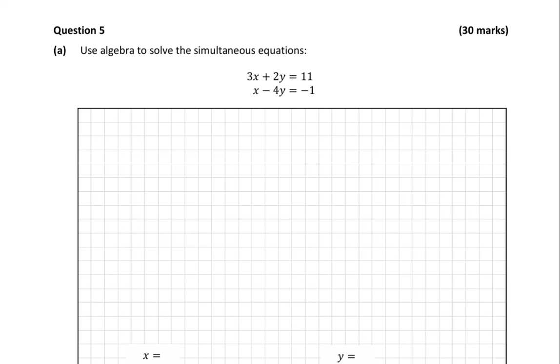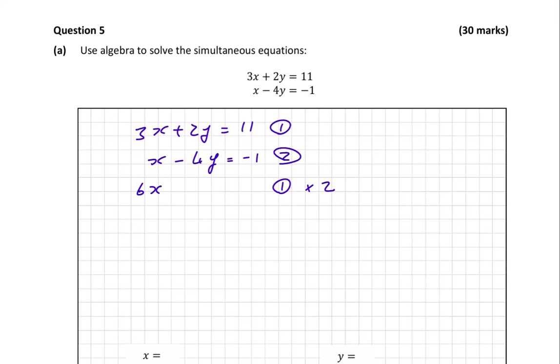Question 5, use algebra to solve the simultaneous equations. We have 3x plus 2y is equal to 11. That's equation number 1. We have x minus 4y is equal to minus 1. That's equation 2. What I'm going to do is take equation 1 and multiply it by 2. You'll see why in a second. Take 3x, multiply it by 2, that gives us 6x. Take the 2y, that gives me plus 4y. Take the 11, multiply it by 2.